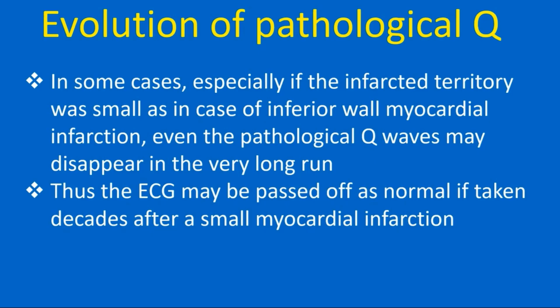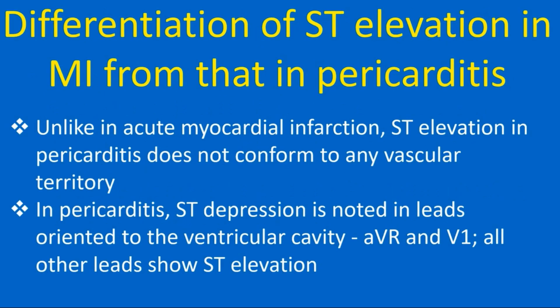In some cases, especially if the infarcted territory was small, as in case of inferior wall myocardial infarction, even the pathological Q waves may disappear in the very long run. Thus, the ECG may be passed off as normal if taken decades after a small myocardial infarction. Unlike in acute myocardial infarction, ST elevation in pericarditis does not conform to any vascular territory.